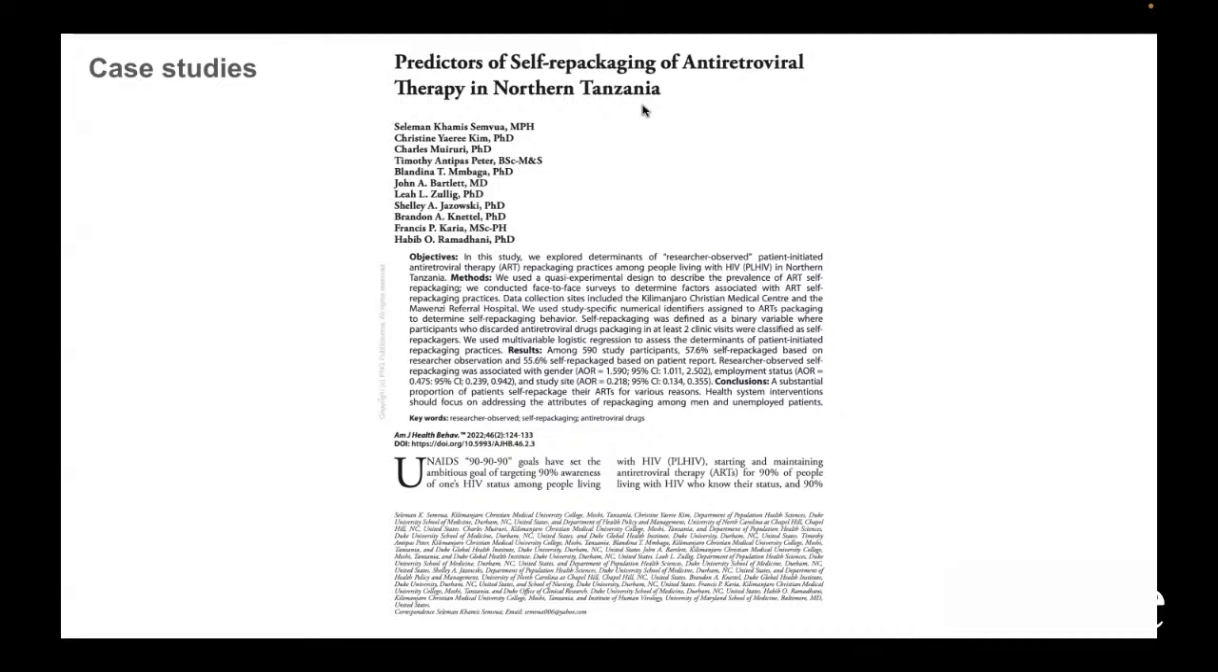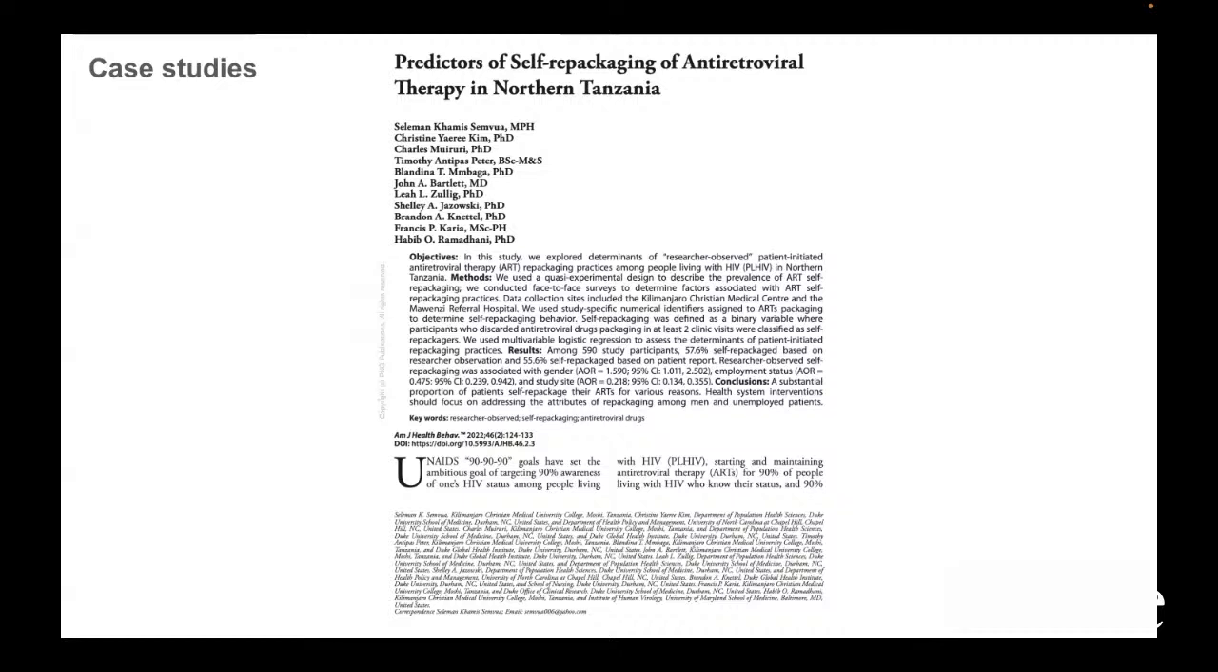The goal of this study was to observe what the predictors are of patients repacking, like removing the original package of medication and putting the medication they receive from the pharmacy into another package. Maybe patients do that for reasons like stigma, or because it is more convenient to carry without the original box, maybe because they are big. Maybe people don't want others to see them with the ART medication. So we have to see what the predictors of repackaging are.